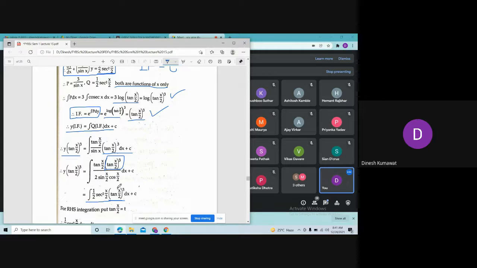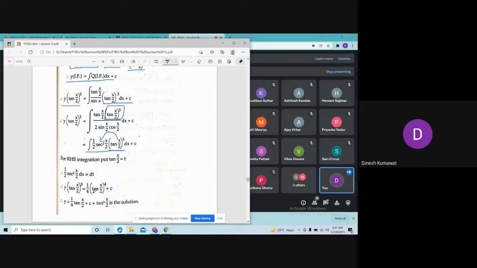So the derivative of this one is available here, so what will you put? t. So what you get is t to the power 3. So the integration of t to the power 3 is t to the power 4 by 4. So the answer is tan x by 2 to the power 4 divided by 4 plus c. Hence you are getting this as your final solution. Is it clear? Yes, sir.